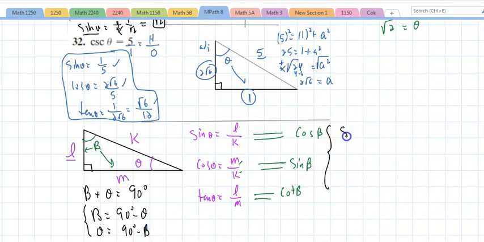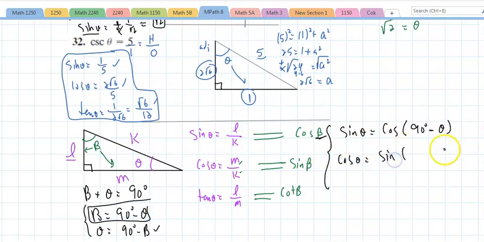What that means, the sine of theta is equal to the cosine of 90 degrees minus, which is beta, right? There's beta. And the cosine of theta is the sine of, and what's beta? Again, 90 degrees minus beta. And the tangent of theta is the cotangent of 90 degrees minus theta. I keep on messing up. Beta is 90 minus theta.